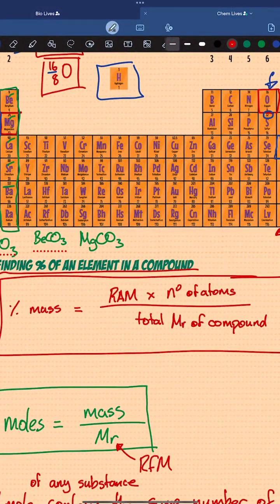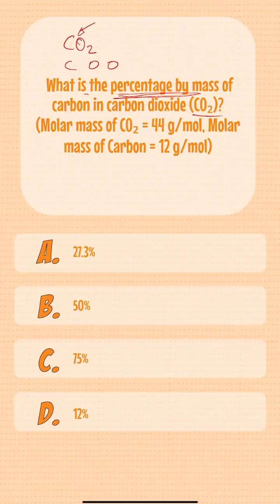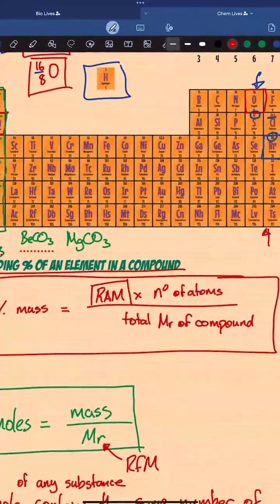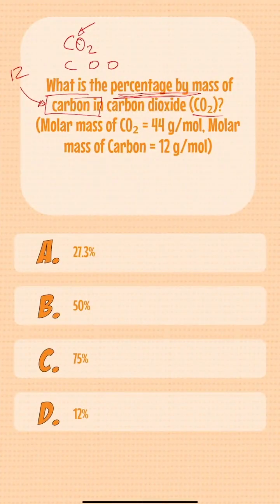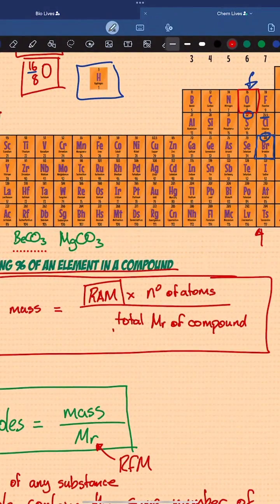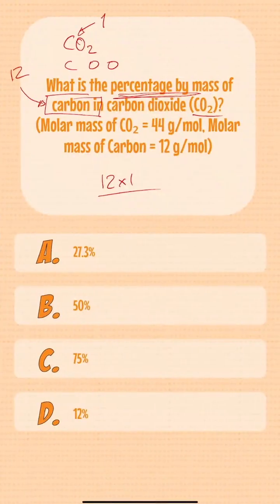Let's look at our equation. You need to get the relative atomic mass of the element. Our element here is carbon, and the relative atomic mass of carbon is 12. You want to times it by the number of carbon atoms in CO2. There's only 1 carbon atom, so you're doing 12 times 1 and dividing it by the total Mr of the whole compound. The Mr we've got in the question is 44. So you do 12 divided by 44.